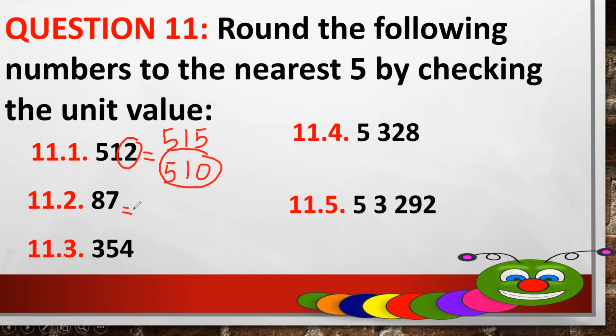So before 87, what's our multiple of 5? As you know, 85. And after 87, what we have? 90. So 7, as you see, 87 is close to 90 or close to 85. So you can just check. It is close to 85. We can just check our rules one more time.